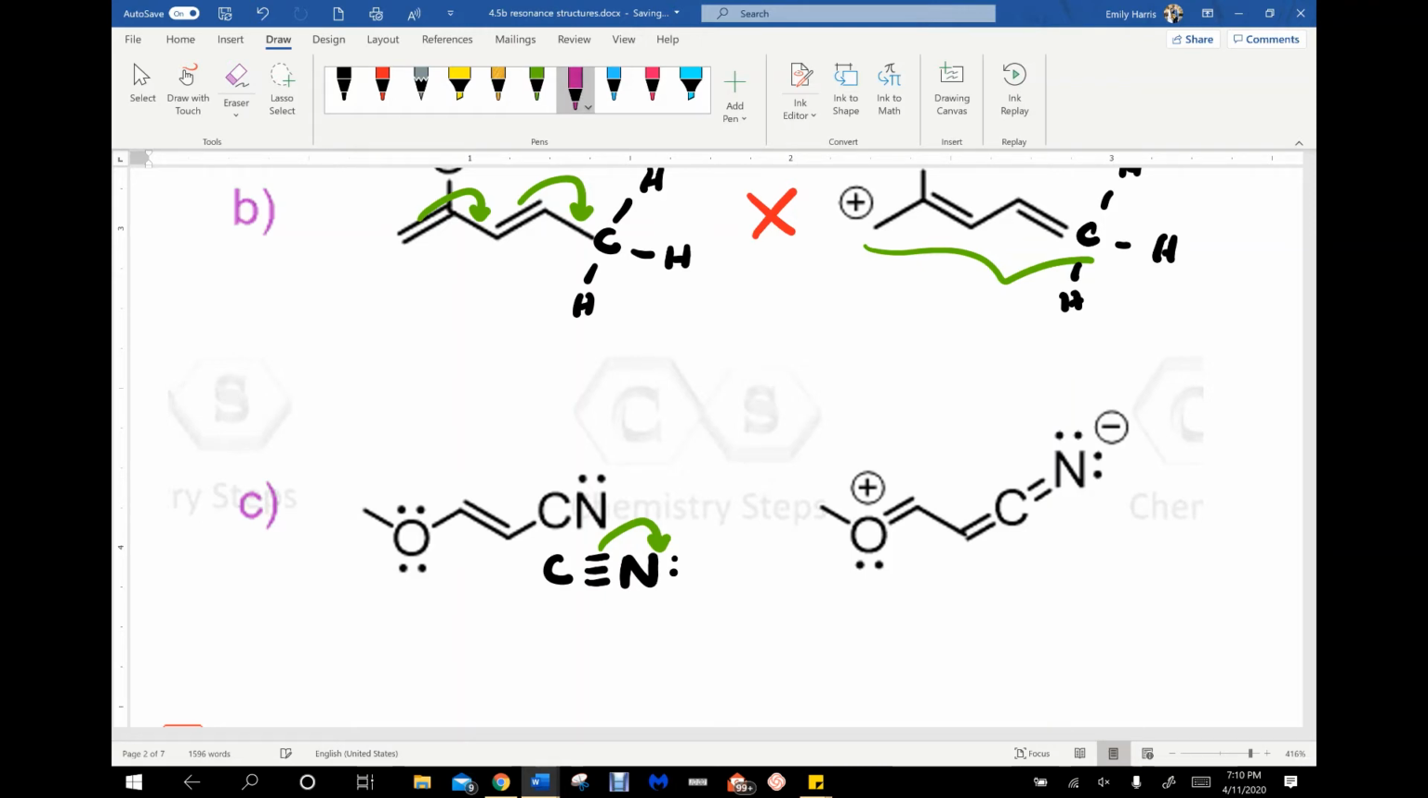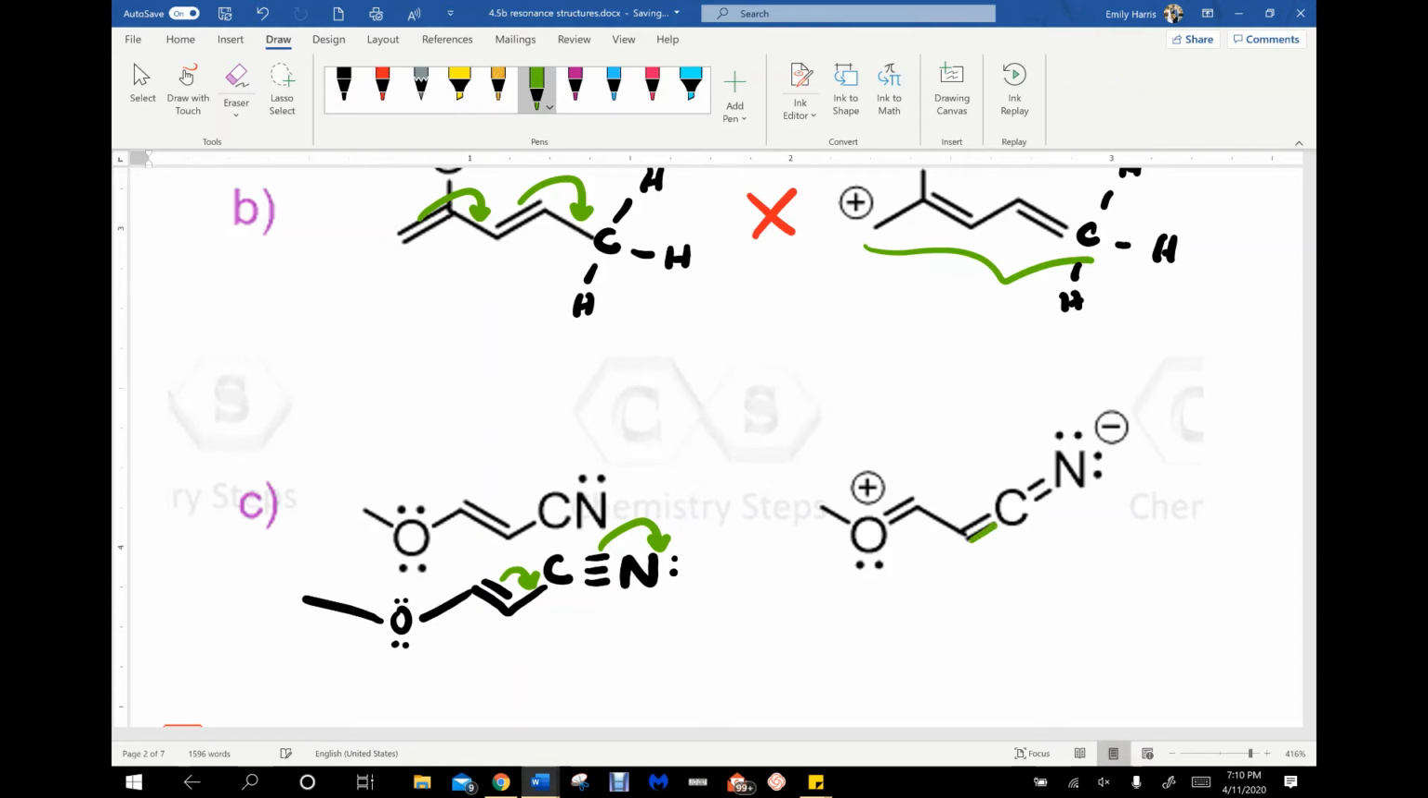Then what must be happening on the second part, if I redraw the molecule here, here's our oxygen, is that this double bond must be coming to form the bond between these two carbons now.